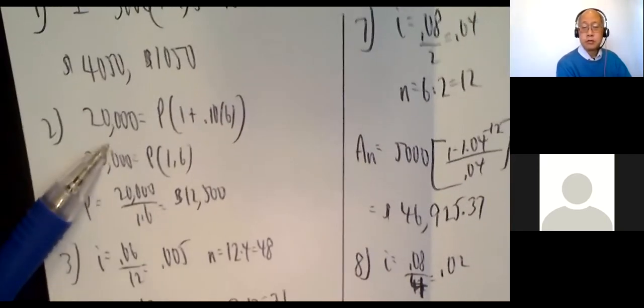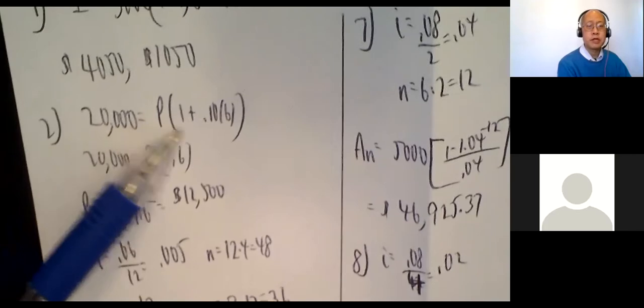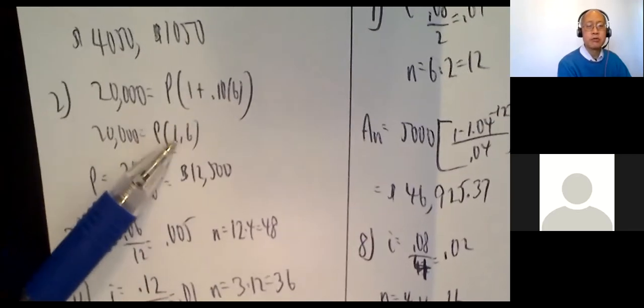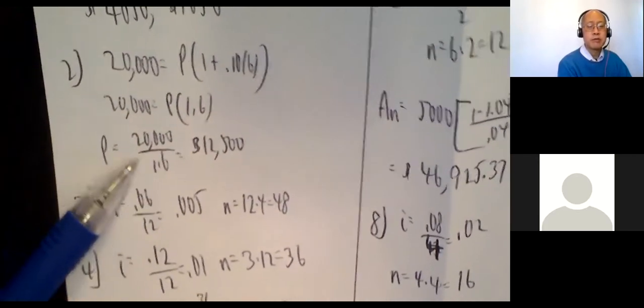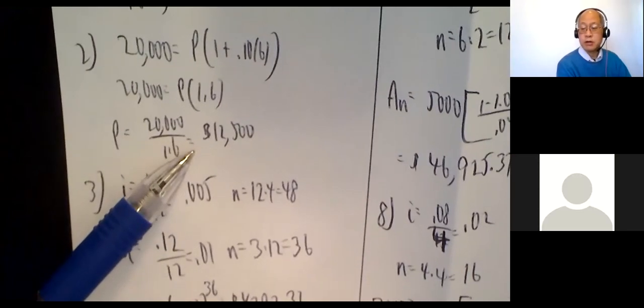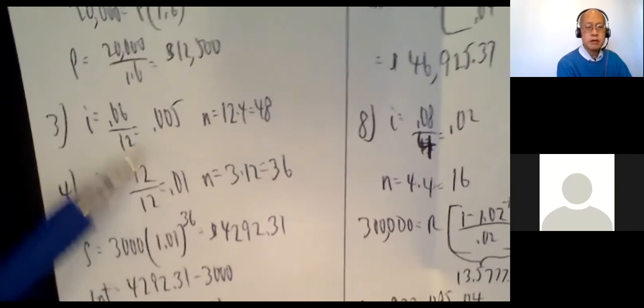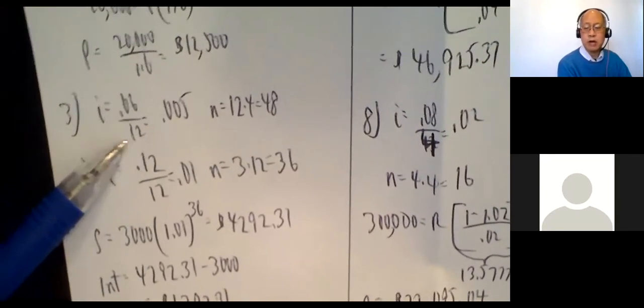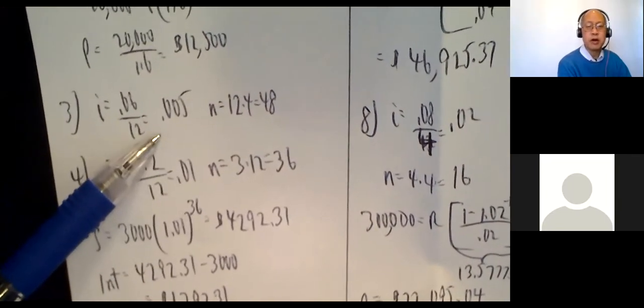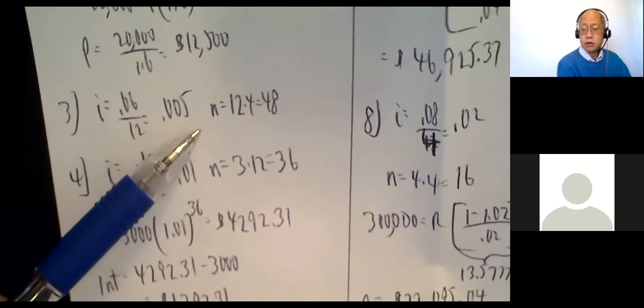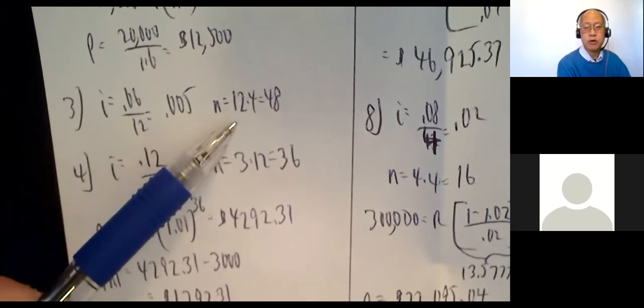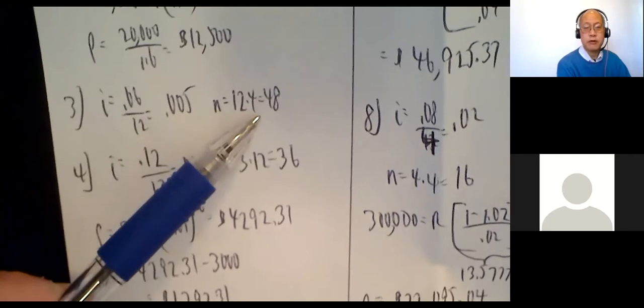Number 2, 20,000 is principal times 1 plus 0.10 times 6. That's 1.6. Divide both sides by 1.6. Principal is 12,500. Number 3, i is 0.06 divided by 12 because it says monthly. 0.005. Total number of periods is 12 times 4 because it says monthly, 4 years, 48.